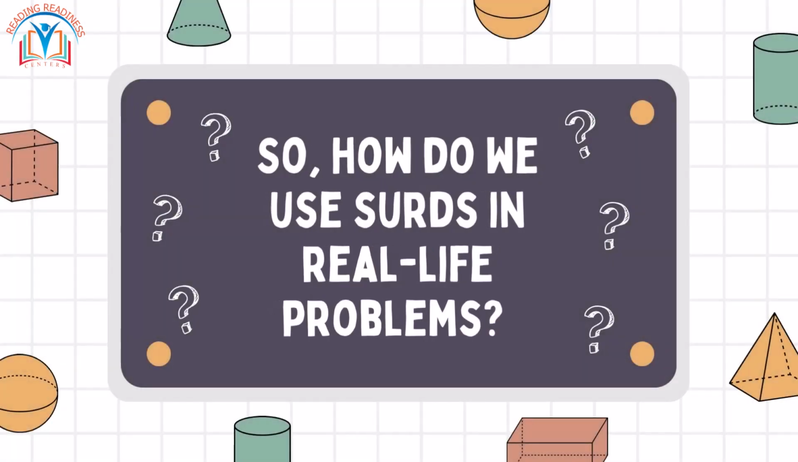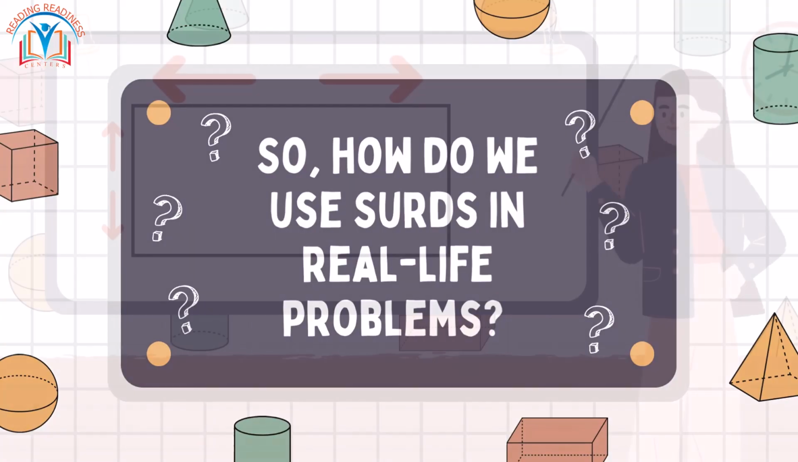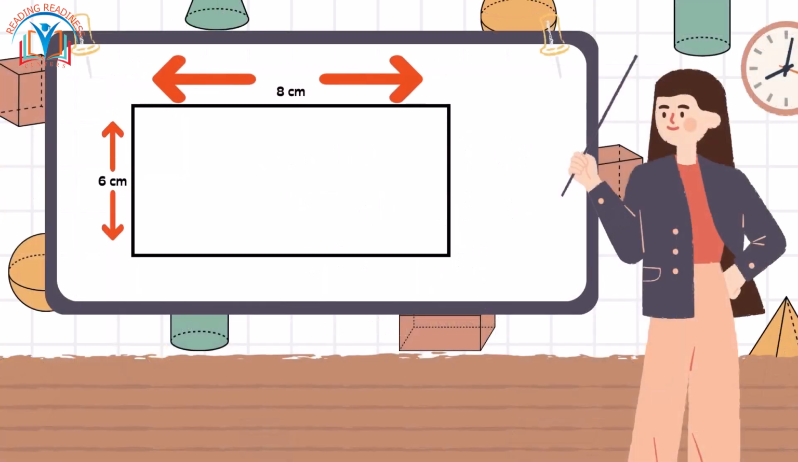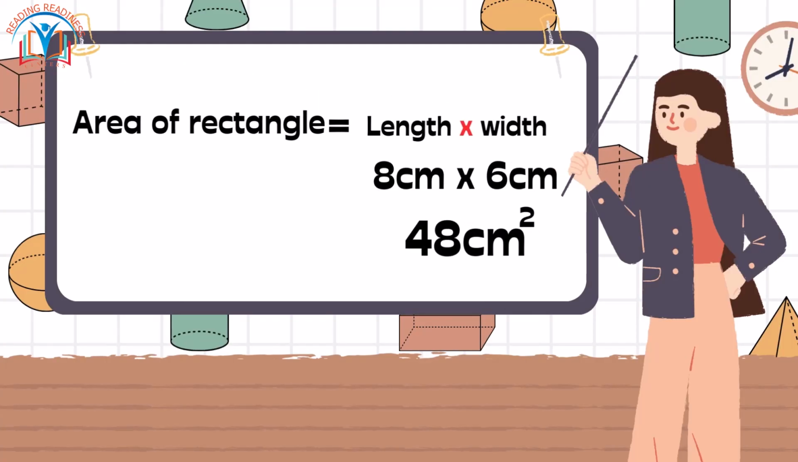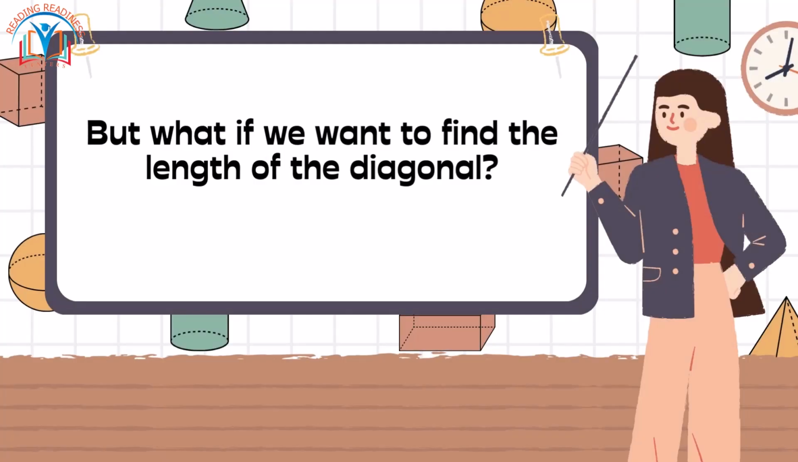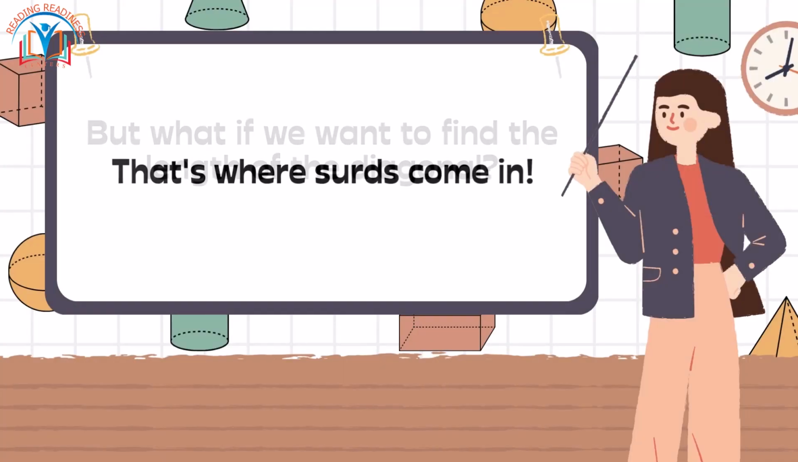So, how do we use surds in real-life problems? Let's say we have a rectangle with a length of 8 centimeters and a width of 6 centimeters. We can find the area of the rectangle by multiplying the length and width, which gives us 48 square centimeters. But what if we want to find the length of the diagonal? That's where surds come in.